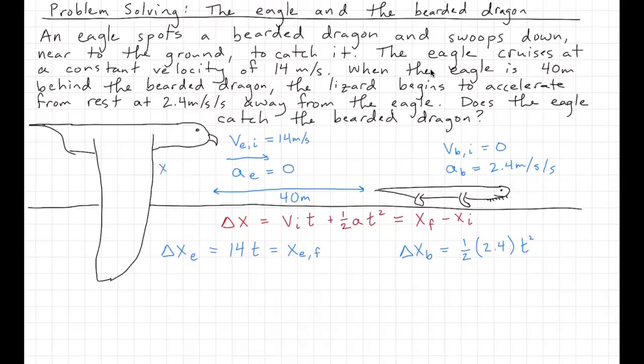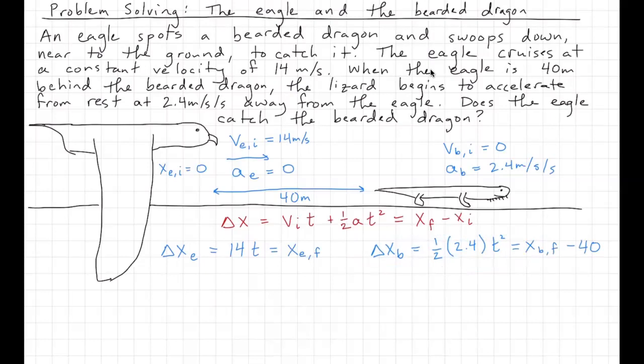X eagle I equals 0. That's fine. I can do that, which means that the displacement is really just the final position minus the starting position, which is just the final position. On the other side, for the bearded dragon, let me move this equation over a little bit for more space. Now I do have an initial position. So the displacement is the final position, which is something after some amount of time, X bf, minus the initial position, which is now 40 in the system that I've chosen, because the bearded dragon starts 40 meters ahead of the eagle, and the eagle starts at 0, so the bearded dragon starts at 40.